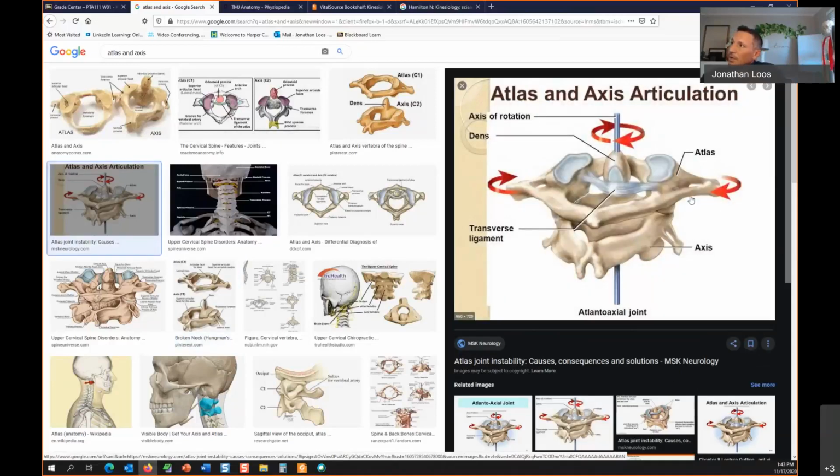So you can see C1 spins on C2. It's almost like a pivot point, and that's where, when you turn your head left or right, a majority of that motion is coming from this joint right here, just that one single joint. You turn your head to your left, you turn your head to your right.